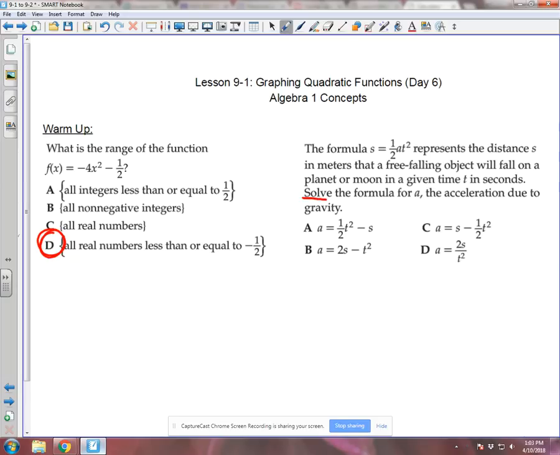Right here, solve the formula for A. Do you guys see where the A is? Solving for something means to isolate it. Good. So I'm going to go ahead and just rewrite this down here so I can work with it.